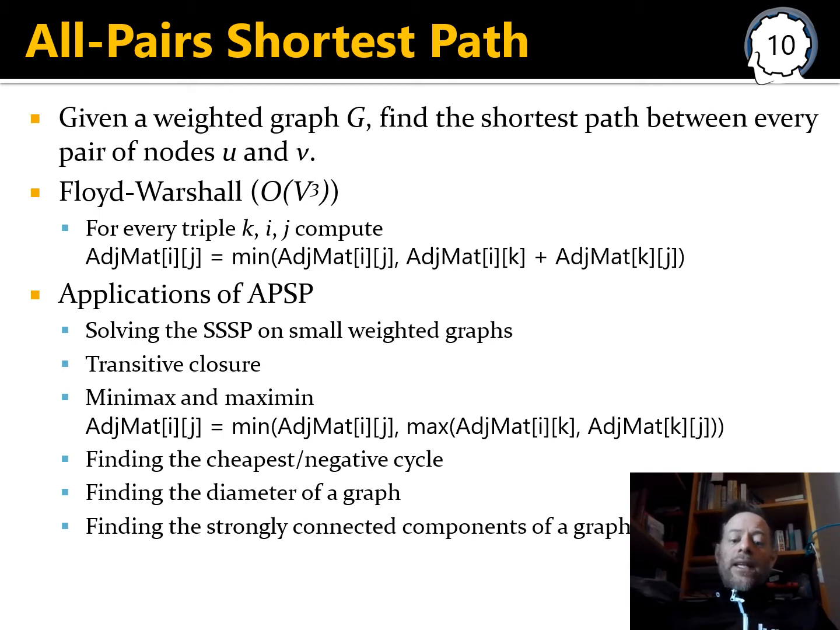We can use it to find the diameter of the graph. The diameter is the longest distance between any pair of nodes in a graph. We can also use this for finding strongly connected components, but of course it's less efficient than Tarjan's algorithm, for example, because this will always be V cubed, since you need to go through every triple once.